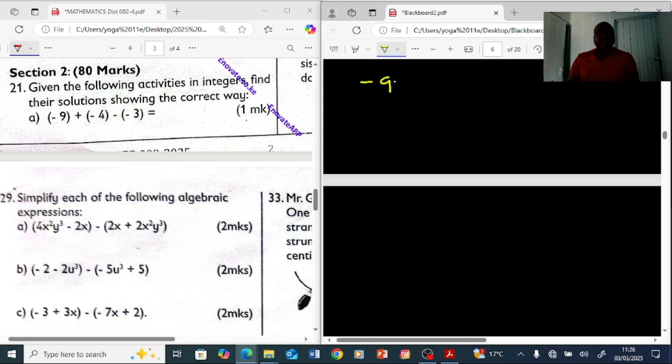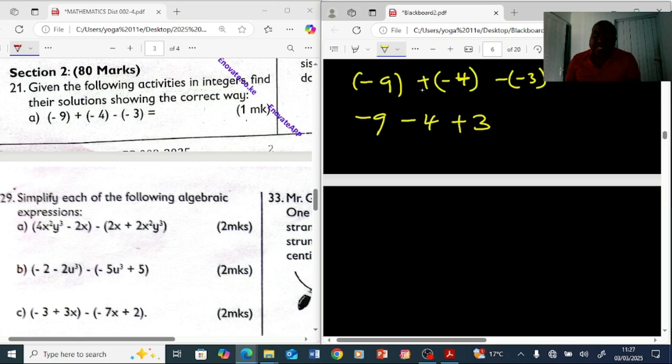Negative 9 plus negative 4 minus negative 3. Now you need to understand that a negative times a negative is positive, and a positive times a negative is negative. So this is negative 9 minus 4 plus 3. Negative times a positive is a negative, and negative times negative is positive. Now from here, negative 9, negative 4, that is negative 13 plus 3. The answer is negative 10.